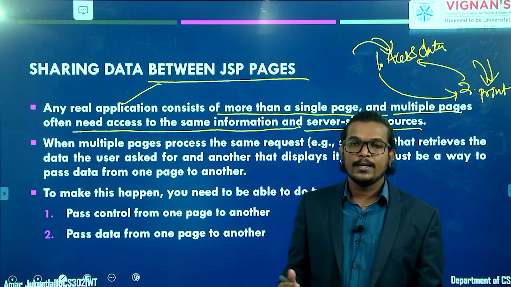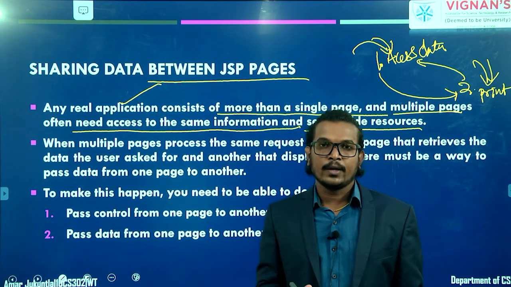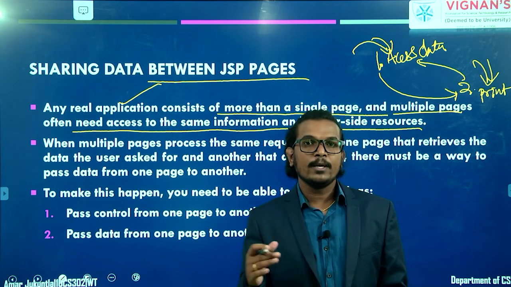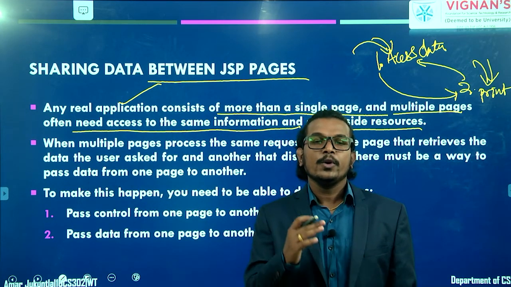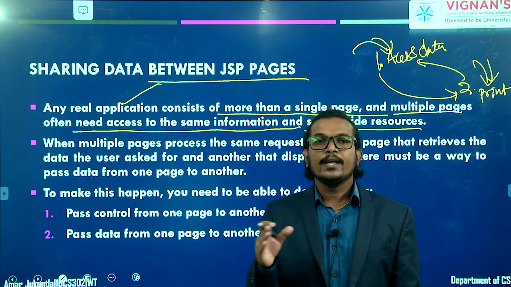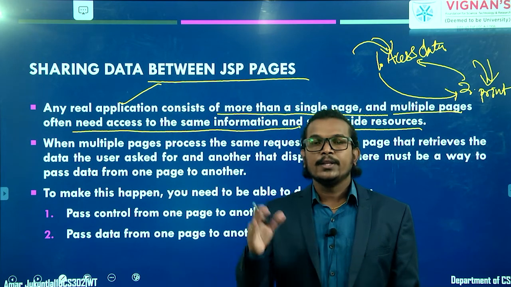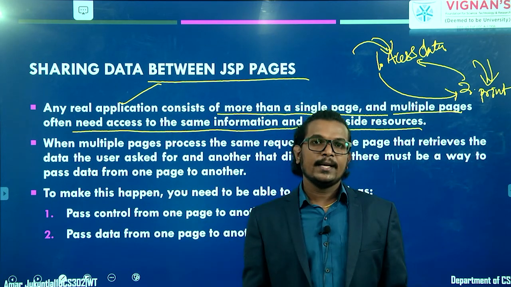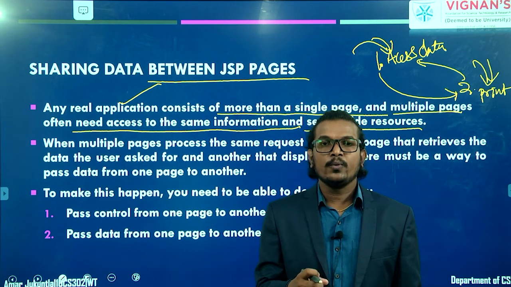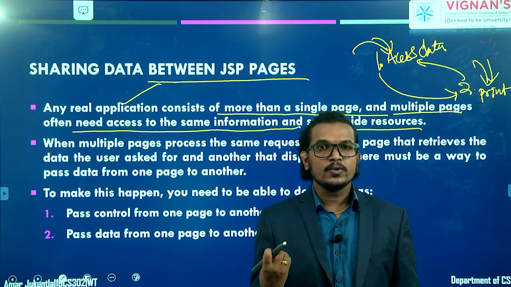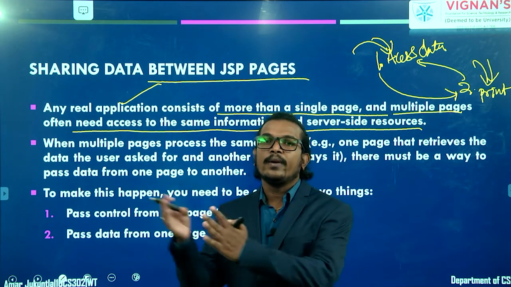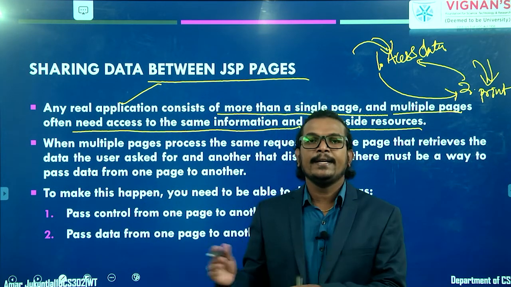Or a better example: you are using some social network, right? Before entering that social network, you give your username and password there. If your username and password are correct, then only you go to the next page, that is called the home page. So here the login page is there. In that login page, you are collecting the username and password, and with the help of that, we are entering into the home page.